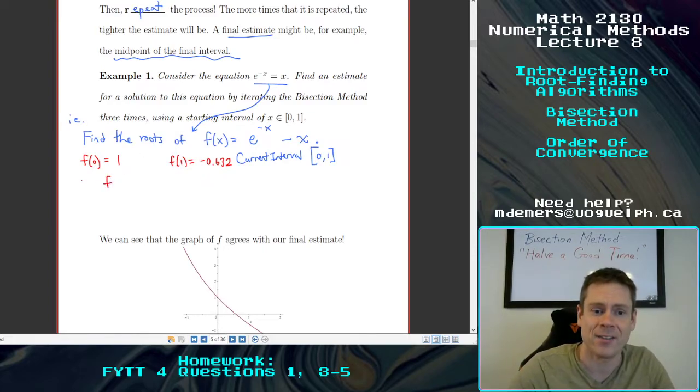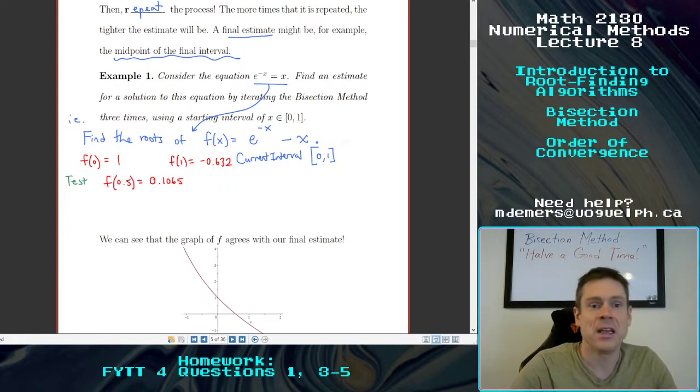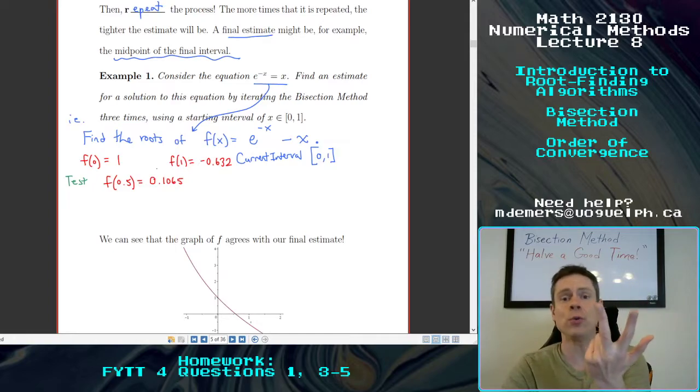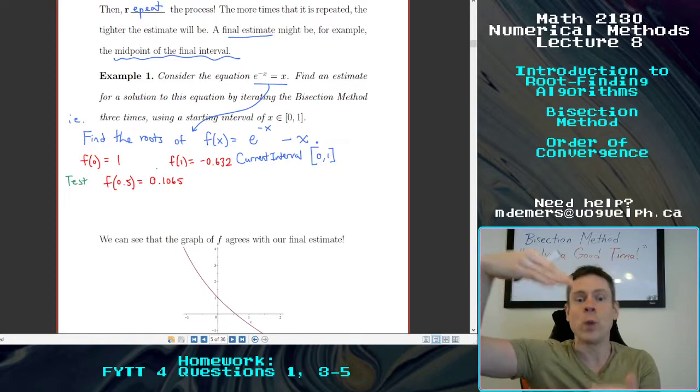So we're going to test f of 0.5. And f of 0.5, if you work it out, is 0.1065, if you throw that into your calculator. What we're going to do is look at which of those 3 possibilities could happen. Which are the 2, including the midpoint, that now straddle the root? Which are on both sides?